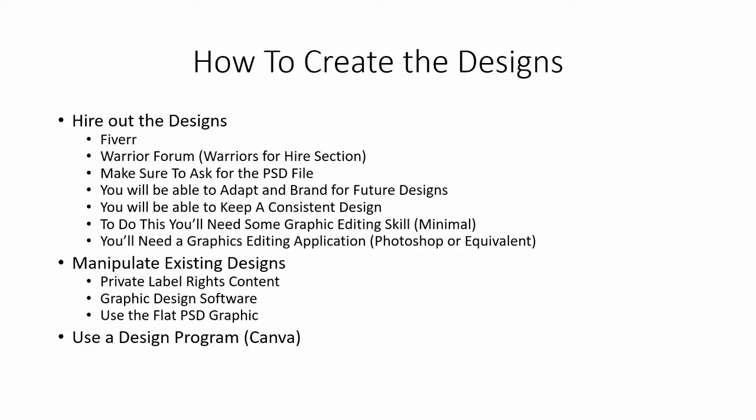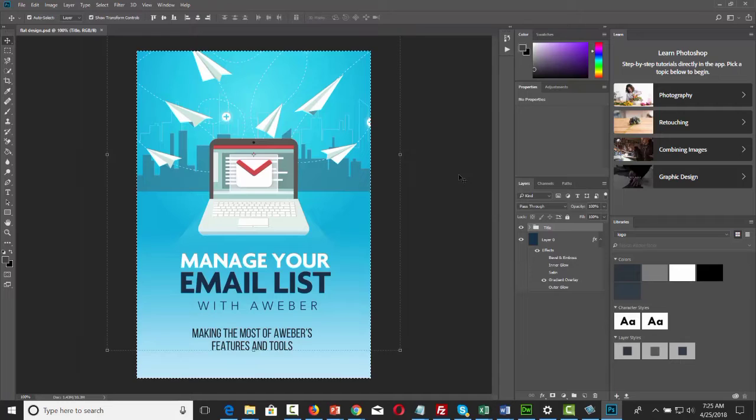Of course, you can also use a design program like Canva where you can do the design yourself from scratch. And of course, you can always use a hybrid version of all of these methods. You're now looking at a flat graphic design from a private label rights product inside of Photoshop.